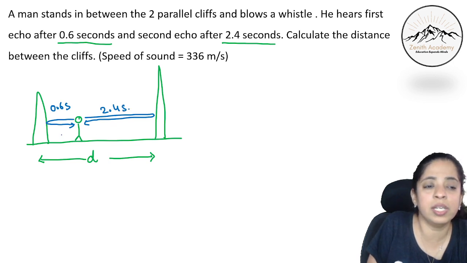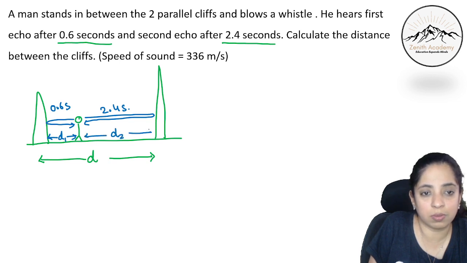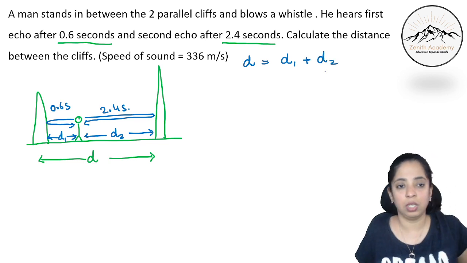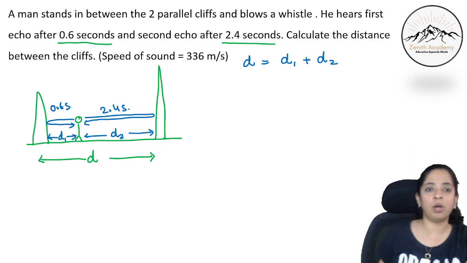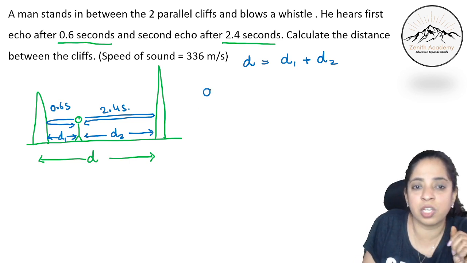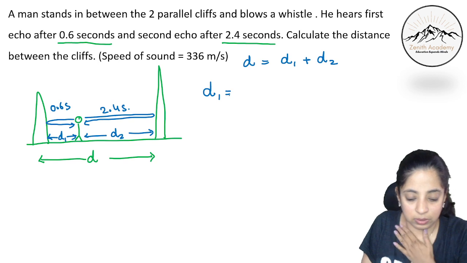So what we can do is, speed is given to you. Time is given to you. Can you find this D1? And here can you find this D2? So the total distance D will be D1 plus D2. Chalo. Pause the video right now. Find D1, D2 and add them. I will just give you a hint for D1.